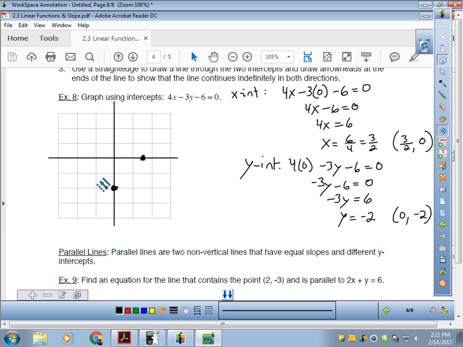Now that we have the two of those, we can connect them with a straight line. And we can put little arrowheads at the end to indicate that that line does continue in both directions. And so there is a graph of that linear function. So as you've seen, there's multiple different ways we can graph these lines. No one way works all the time.